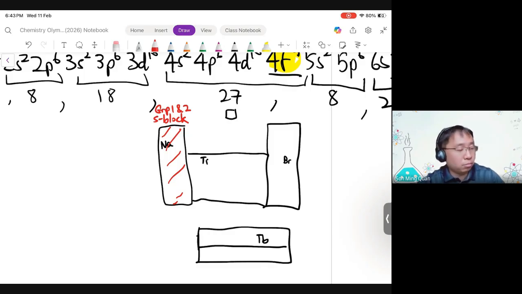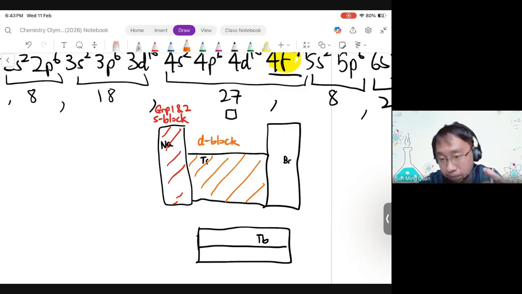Then we move on to where titanium is. Titanium is called the D block elements. Why D block? Because the D subshell is the last one that you filled. So D block elements are what you call at O level transition metals. Even though it's not 100% the same, transition metals are actually a subset of D block. But that one you will learn later on.